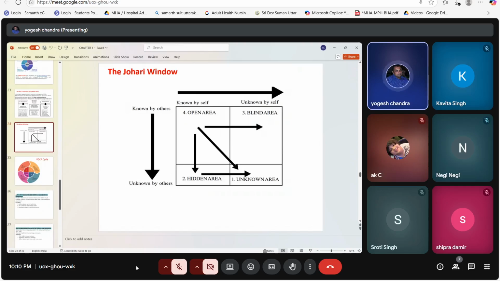And when this hidden area means you have some kind of talent, but you are hiding this talent so that people cannot give you a lot of work or something like that. Or sometimes people have some kind of anxiety or apprehension, that they have talent but they are apprehensive about whether I am able to do that.